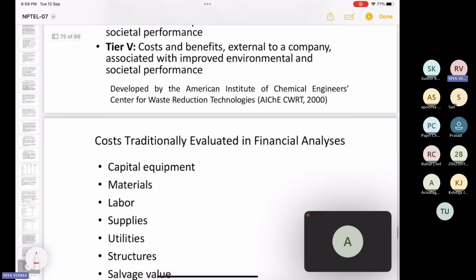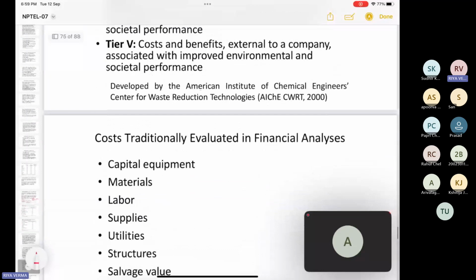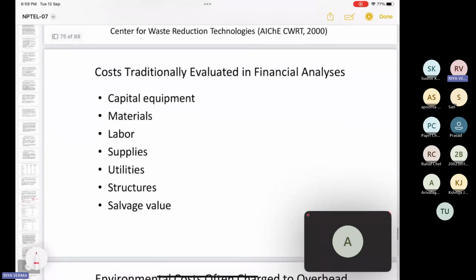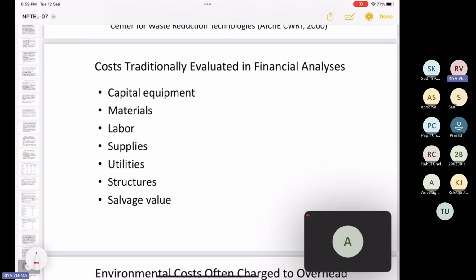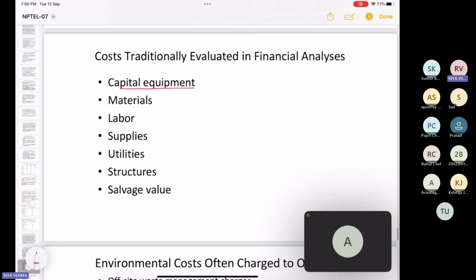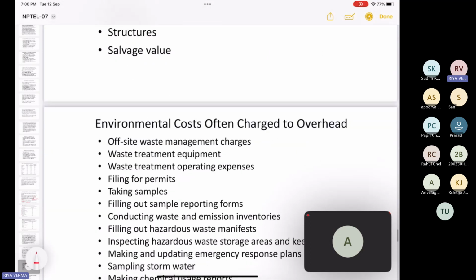So these are all the total cost assessment methodologies, and the costs traditionally evaluated in financial analysis are: first, the capital equipment, second, materials. Capital equipment is all the capital that is spent in purchasing the equipment that is needed for the manufacturing phase, and all the infrastructure that we need. Then we have materials, then labor, then supplies, then utilities, and of these structures, and the salvage value. So these are the traditionally evaluated costs that were included in the financial analysis.